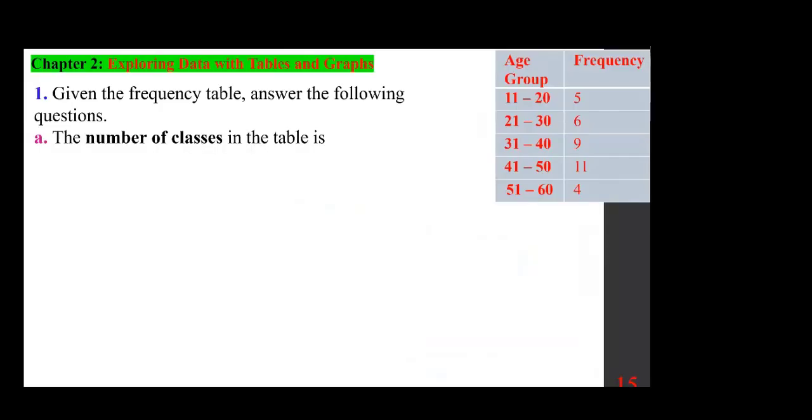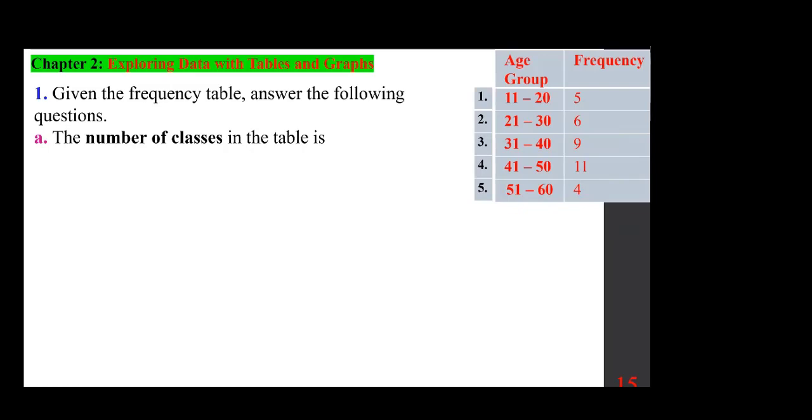Given the frequency table, answer the following questions. Number 1, the number of classes in the table is. So if you count this, as I've done it here for you, you can see there are 5 of it. So we have 1, 2, 3, 4, 5 categories or classes, number of statistical age groups defined in this case.